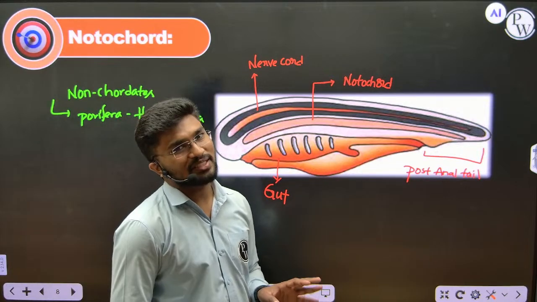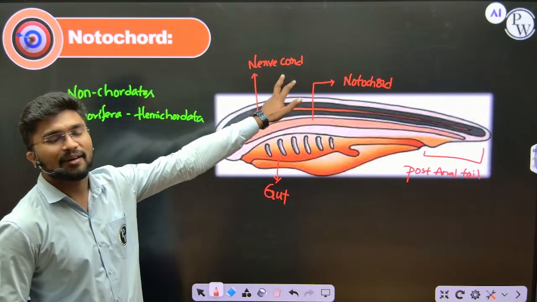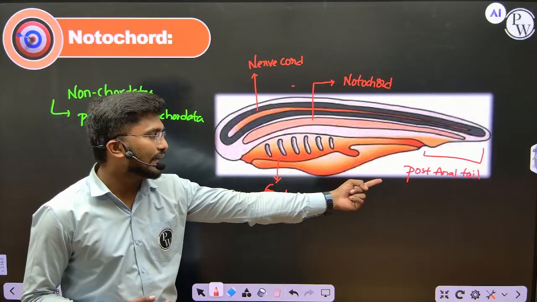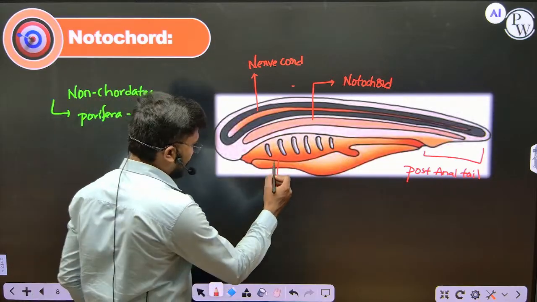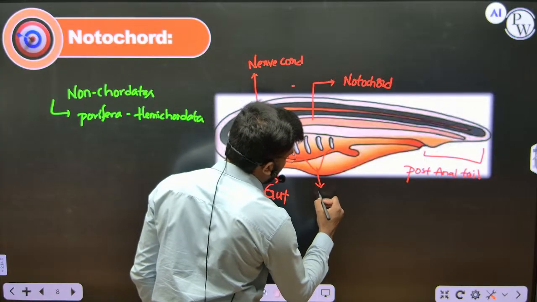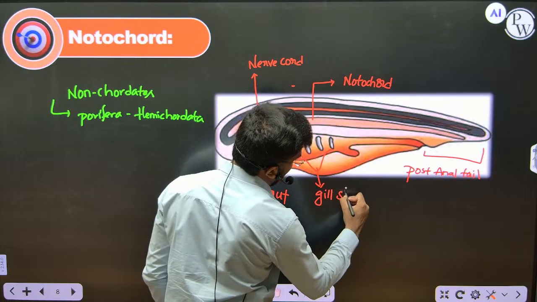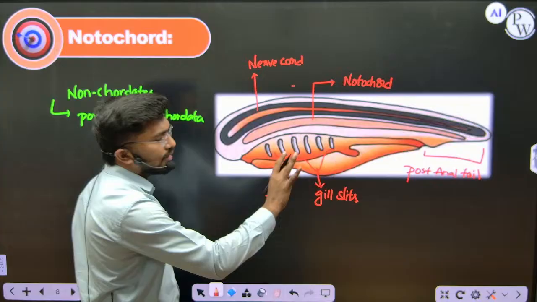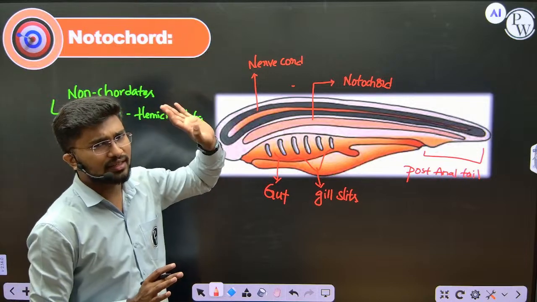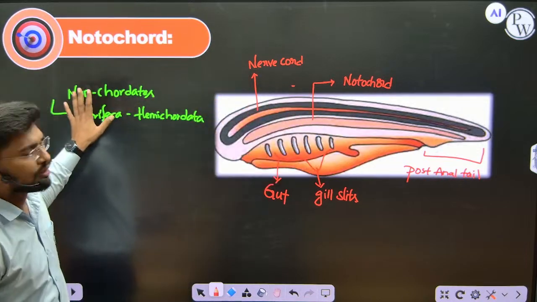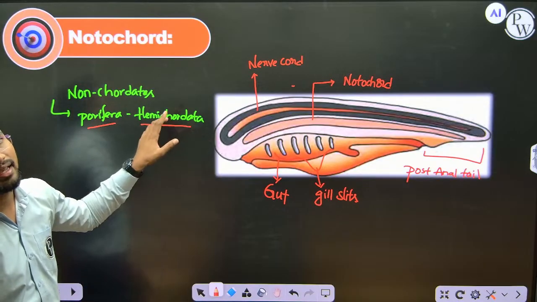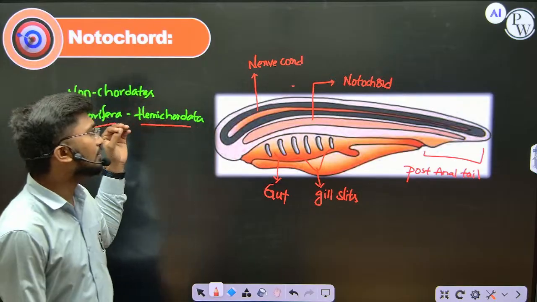In examination, sometimes they will ask what are the chordate characters. The possible answer is: having a nerve cord, having a notochord, having a gut, having a post-anal tail, and these are called gill slits. This is a typical chordate diagram. What is the conclusion? Animals having a notochord are called chordates. Animals not having a notochord are called non-chordates, starting from Porifera up to Hemichordata.